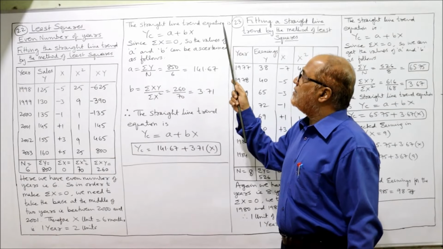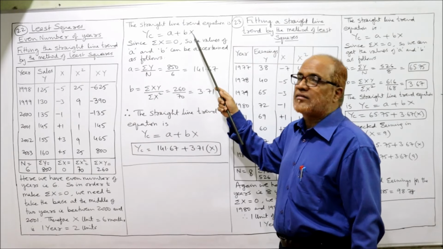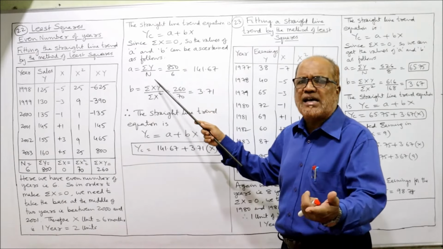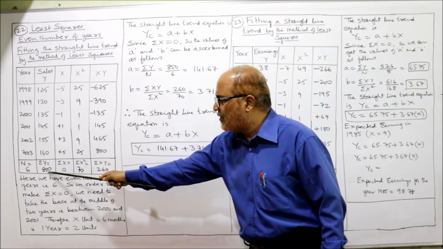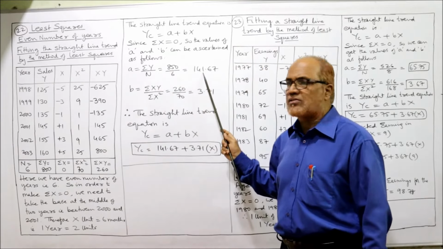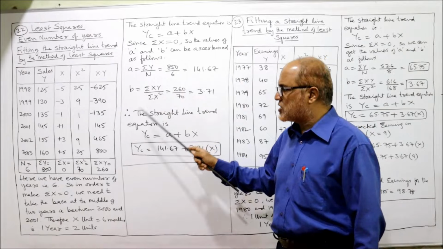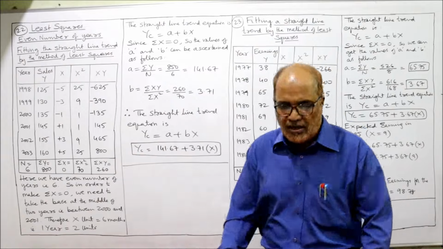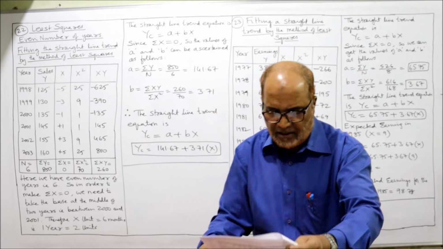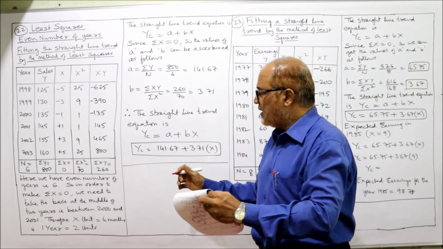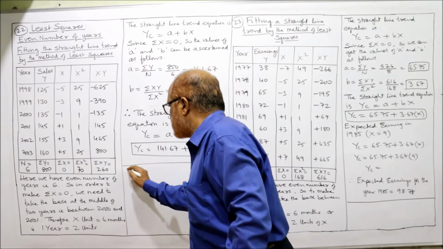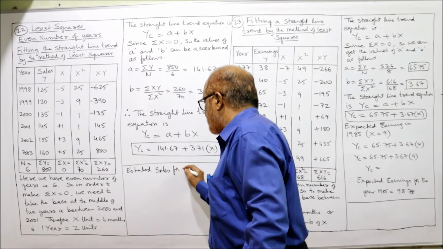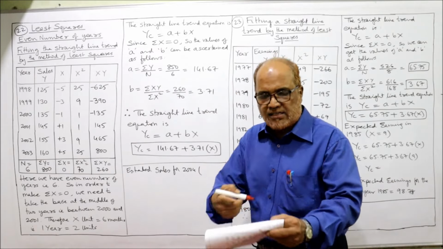Now, the straight line trend equation is yc equal to a plus bx. Same. Since summation x is equal to 0, the values of a and b can be found exactly the same. a is summation y by n, 850 by 6, 141.67, and b is summation xy by summation x square, 260 by 70, 3.71. The straight line trend equation is this one. It is also asking you to calculate the estimated sales for 2004.